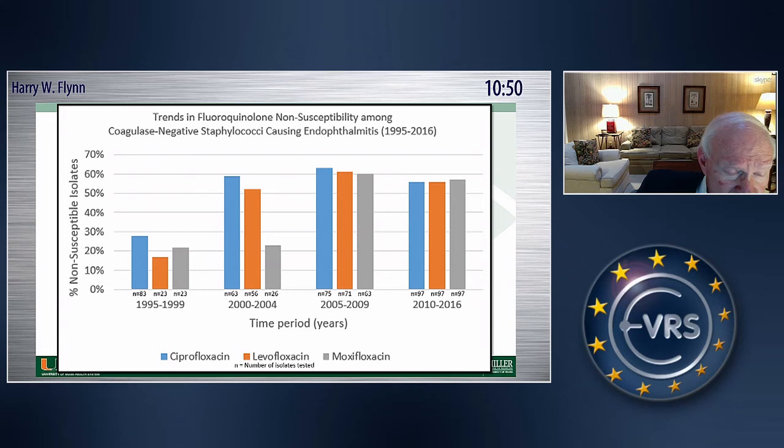Back in the 1995-1999 period, roughly 20% were non-susceptible or resistant. However, in 2010 to 2016, more than 50%, approaching 60%, of the coagulation-negative staph were resistant to fluoroquinolones.